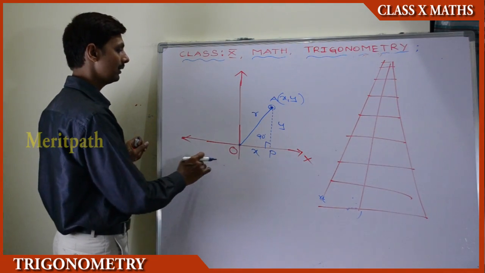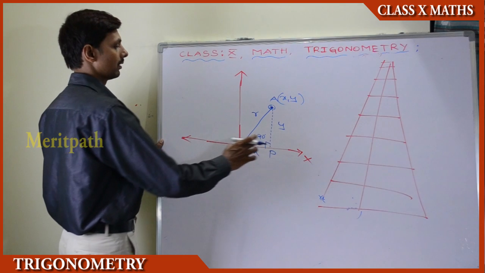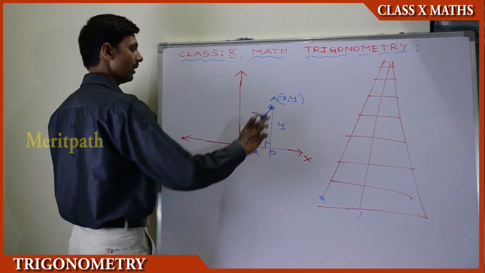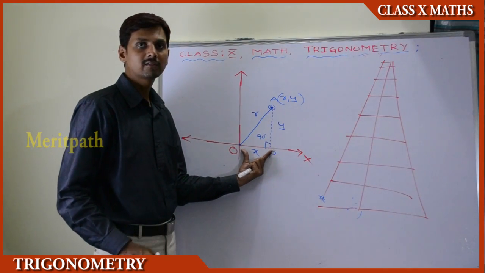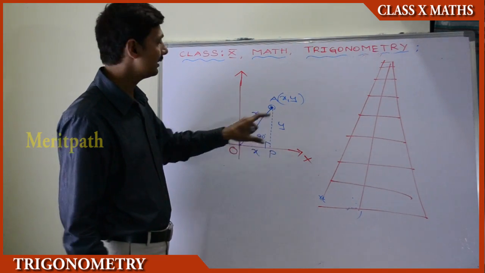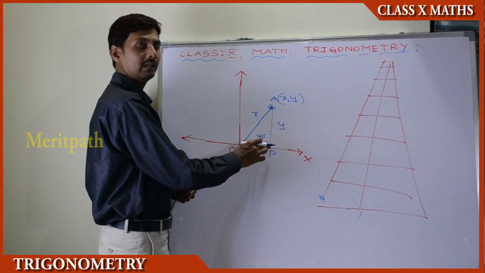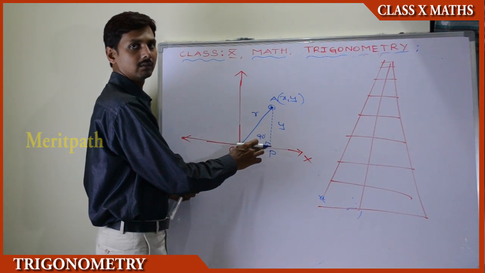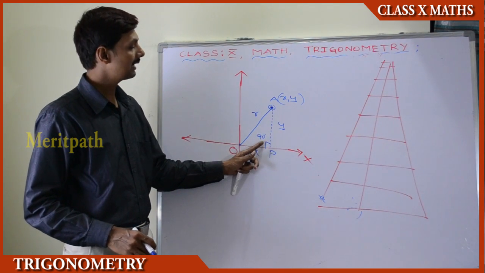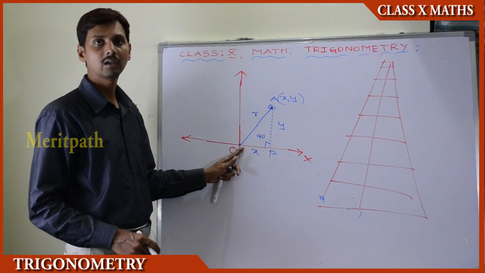From this right angle triangle, let us take the ratios of the sides. This line is called the adjacent side, and the perpendicular line is called the height or opposite side. In a right angle triangle, the side opposite to 90 degrees is called the hypotenuse.